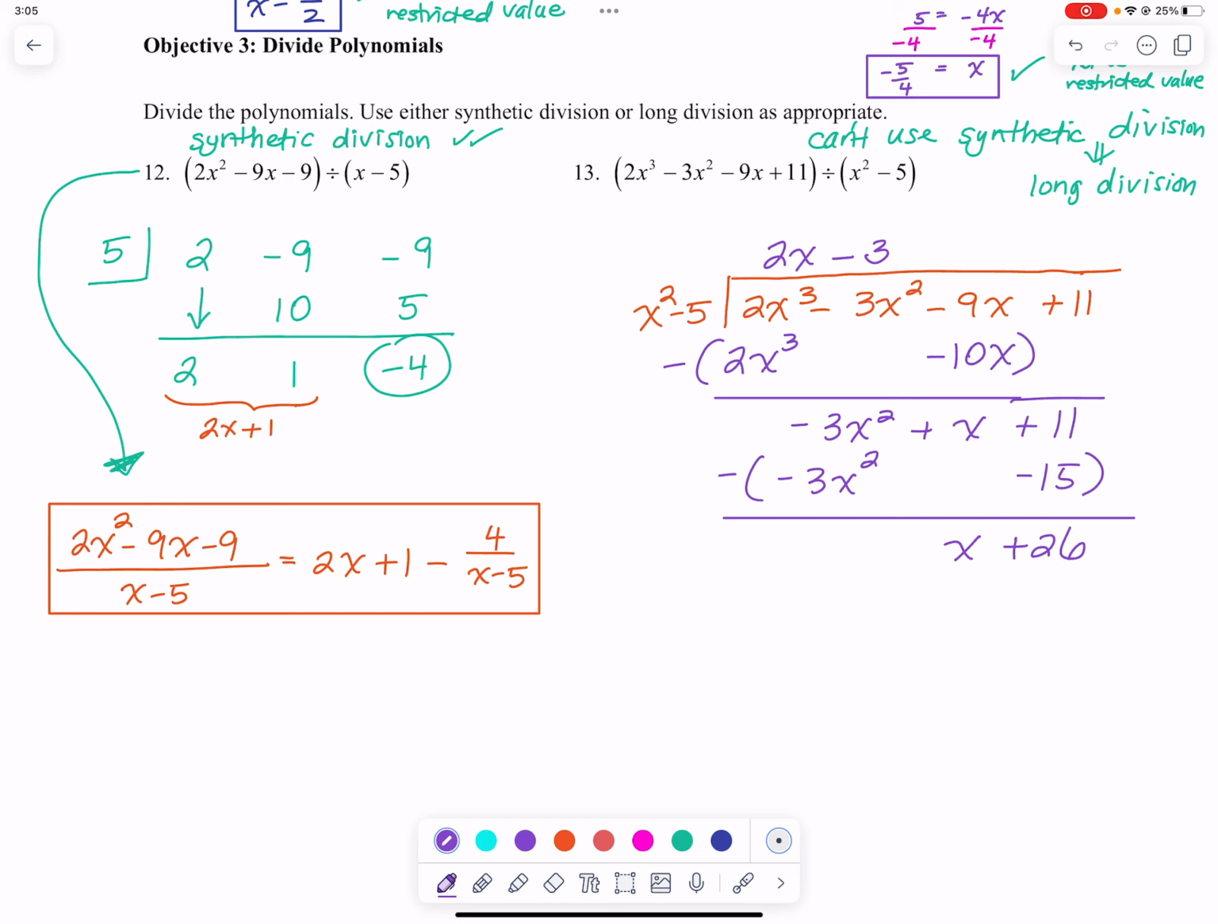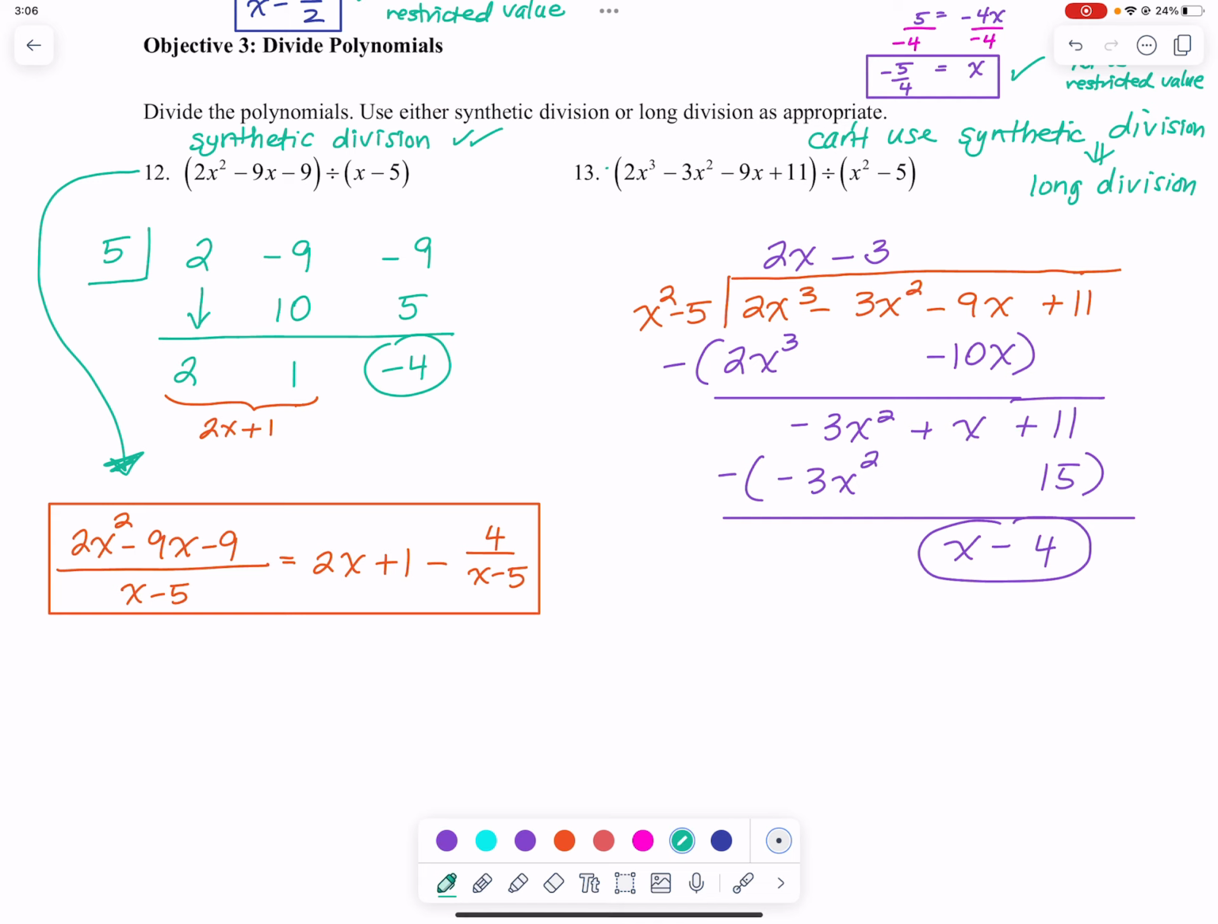Okay, so I think that's what that is. Let me see. I think this was supposed to be a positive 15, so a negative 3x squared plus 15. So that would give us an 11 minus 15, so that's a negative 4. That looks better. So this is our remainder.